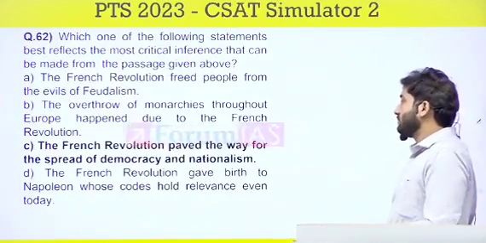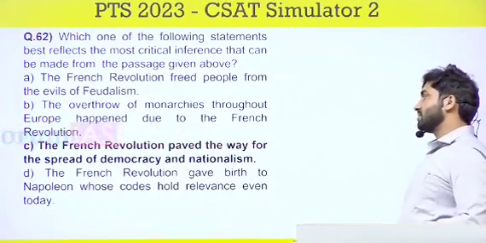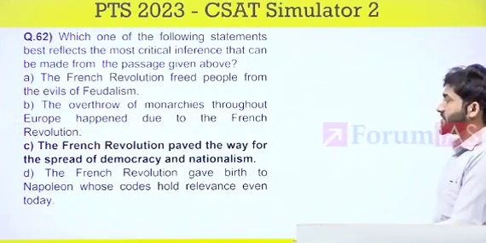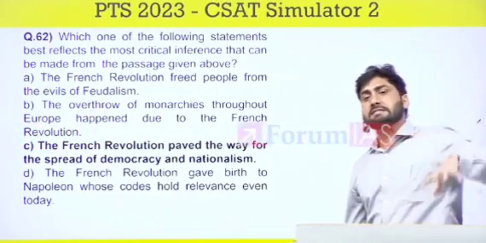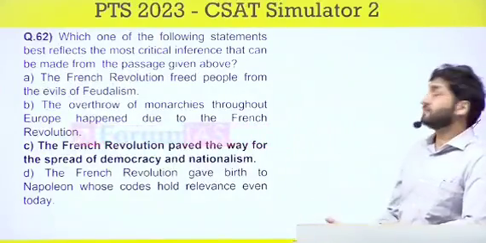Next, the French Revolution paved the way for the spread of democracy and nationalism. The French Revolution gave birth to Napoleon, whose codes hold relevance even today. So if you talk about the whole passage, in that context, what is the most critical inference?